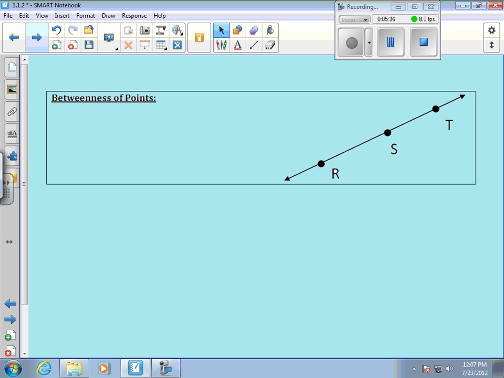All right, now we're going to talk about betweenness of points. Betweenness of points is best described by looking at our picture that we have here, and we can say S, which is our point S, is between R and T.